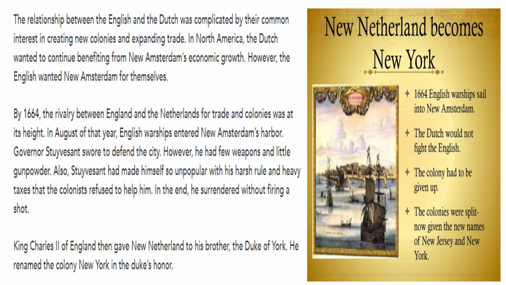Question number 11. What were some reasons why Governor Stuyvesant surrendered New Amsterdam to the English without firing a single shot? Well, he swore to defend the city, but he didn't have a lot of weapons. He didn't have a lot of gunpowder. And because he was so unpopular with the people, they just said, we're not going to help you. And so he ended up having to say, it's all yours, English.